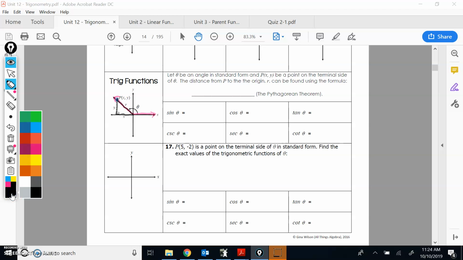From the Pythagorean theorem that we know, a squared plus b squared equals c squared, we're going to come up with a different Pythagorean theorem. Instead of a, b, and c, we're going to write down x, y, and r. So a and b in this case are x and y, and instead of c squared, we're going to label it r for the radius.